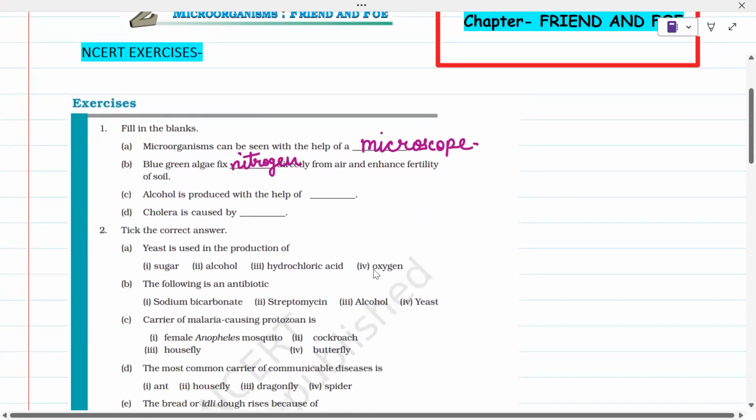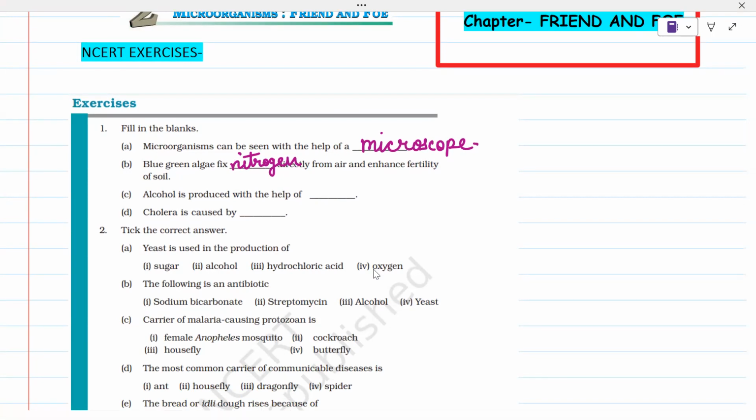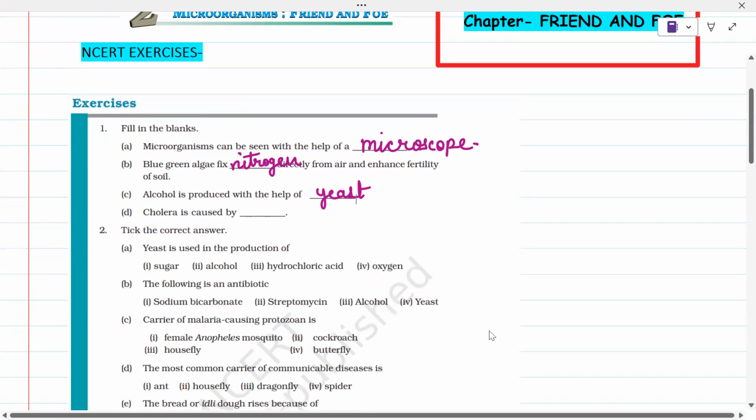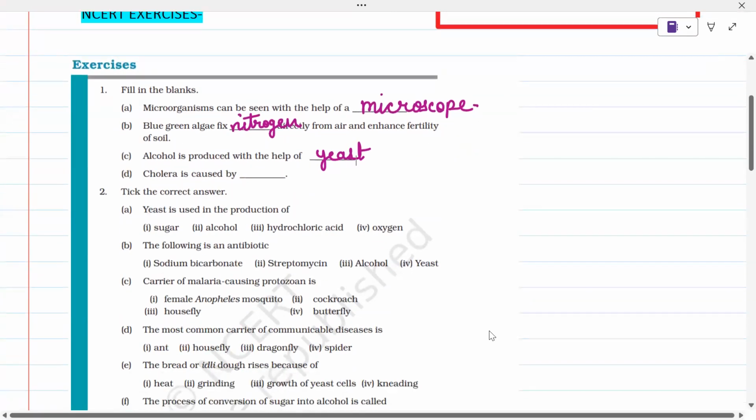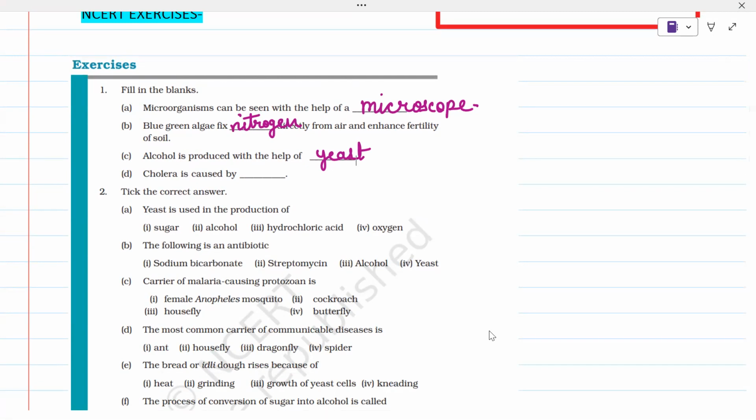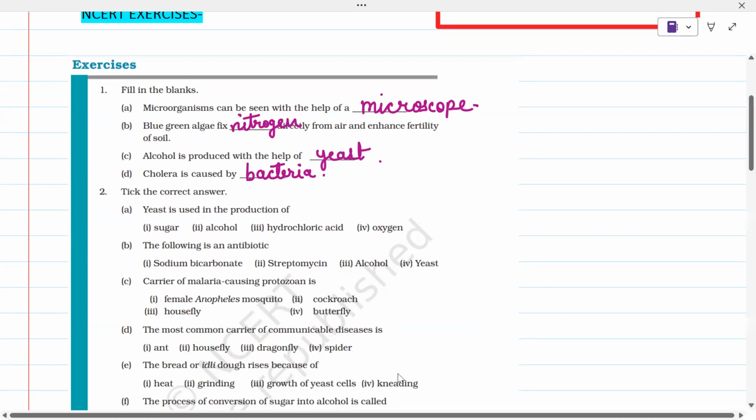Alcohol is produced with the help of, we know, a microorganism called yeast. It helps in the production of alcohol by the process of anaerobic respiration, right? Cholera is caused by a bacteria, and the name of the bacteria is Vibrio cholerae, right?